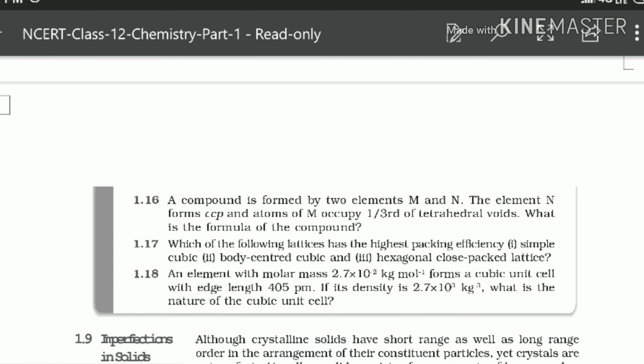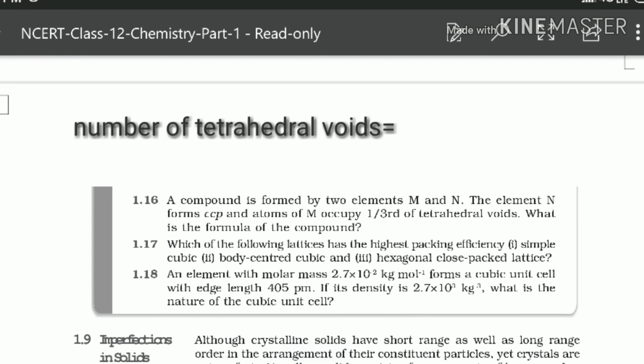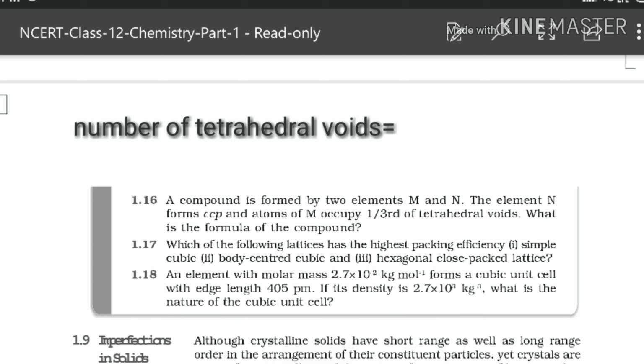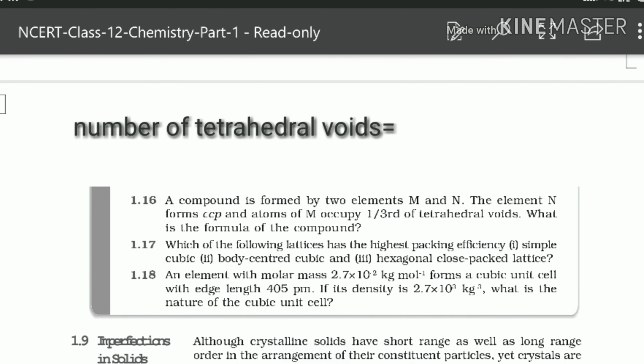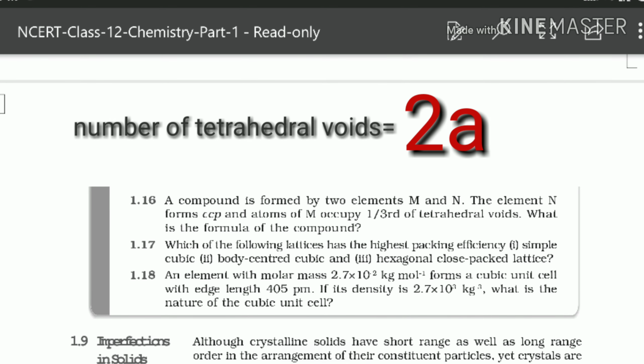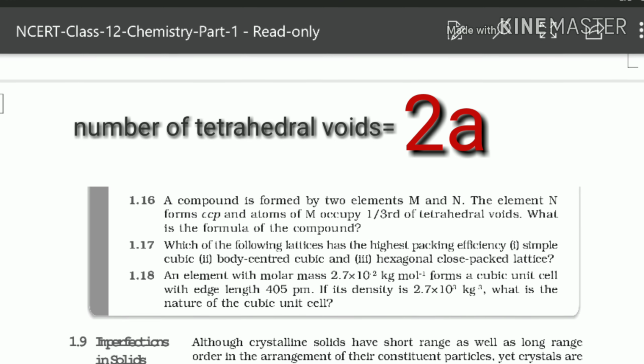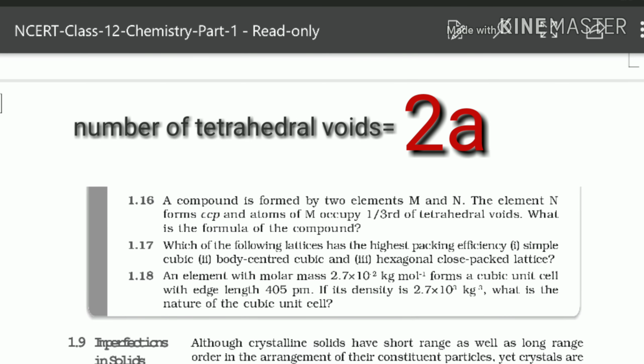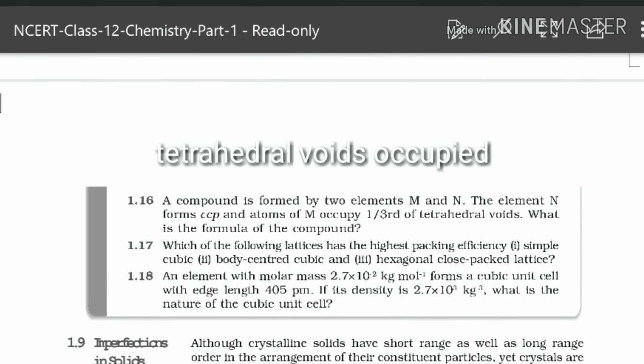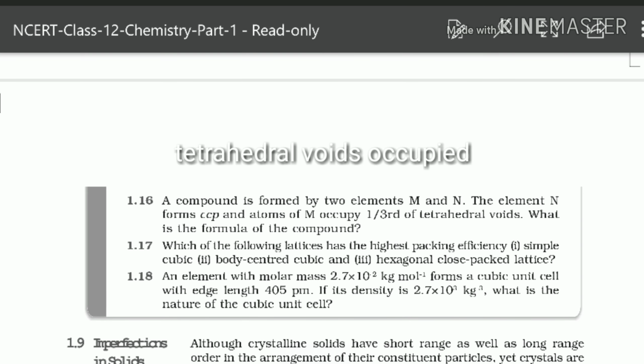Also we know from the text that the number of tetrahedral voids present in a structure is always equal to twice the number of octahedral voids present in that particular structure. That means we can now understand that the total number of tetrahedral voids present is 2A. Keep in mind that 2A is the total number of tetrahedral voids present in the structure. But we have to find out the number of tetrahedral voids which are occupied. Then only we can find out the ratio. That is very easy to find.